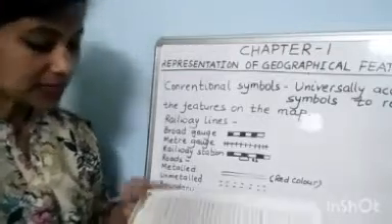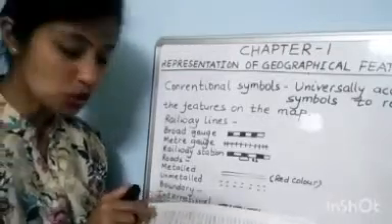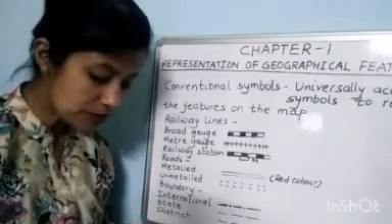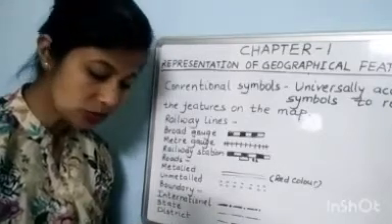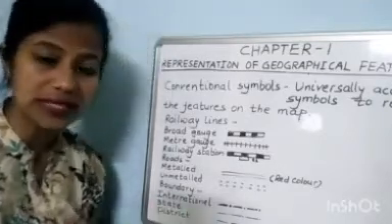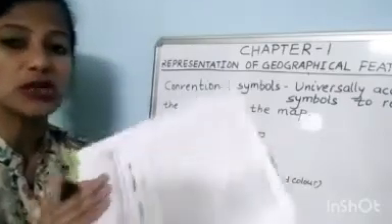Scale is the ratio, which is given in page number 2. Scale is the ratio between the distance on the map and the actual distance on the ground. This answer you have given. Then after, you have to write from here. See, there are three types of map scales: statement scale, linear scale, representative fraction. You have to explain them.